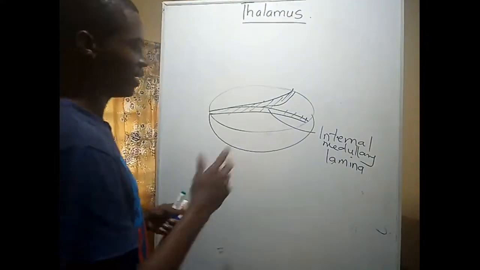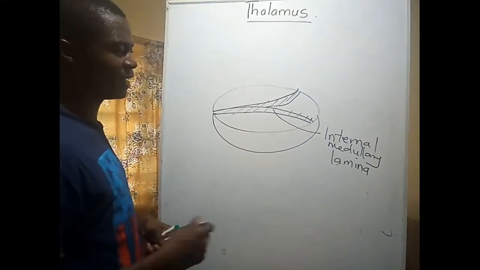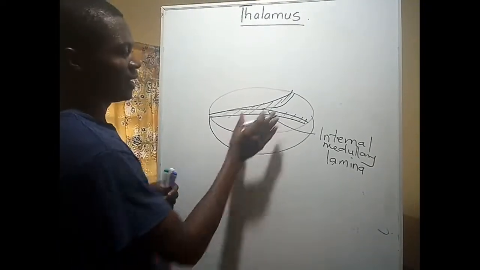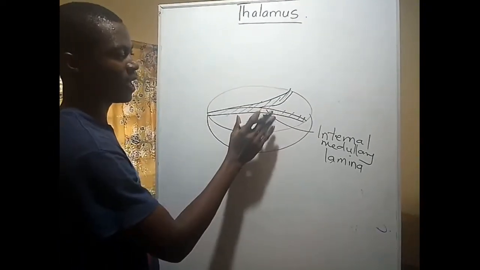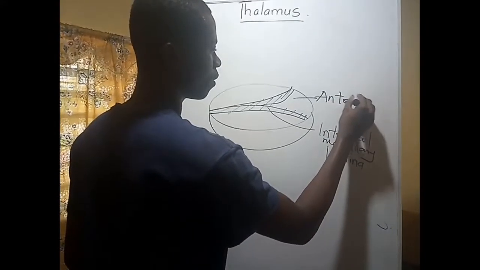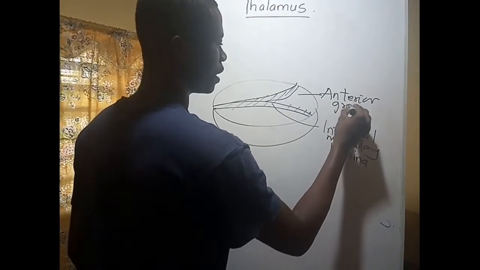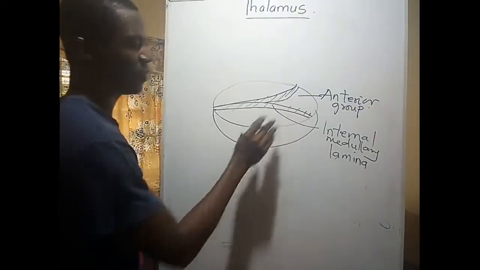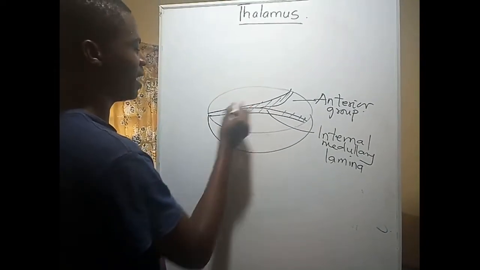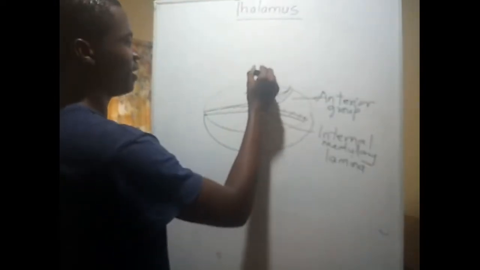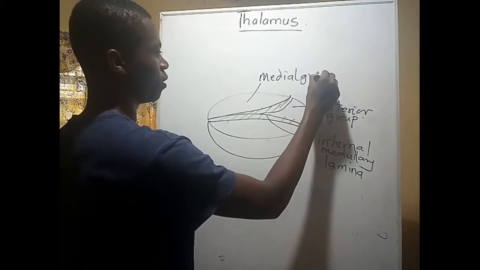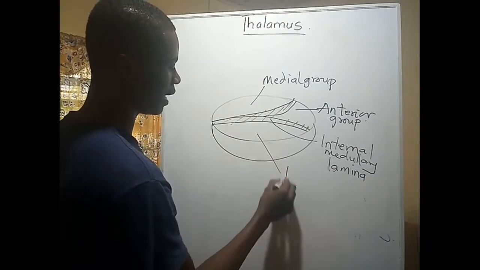Now, let's go through how we divide the thalamus into various nuclei. The three major areas are: the anterior group of nuclei, because there will be nuclei here. We are going to talk about that later on. And then we have the medial group. And then finally we have the lateral group.